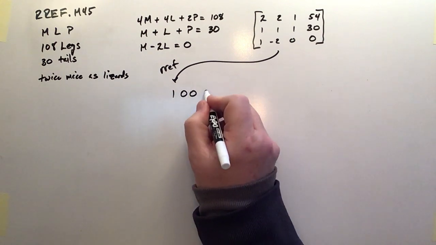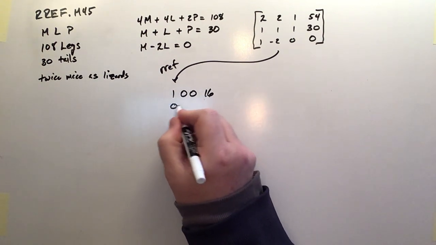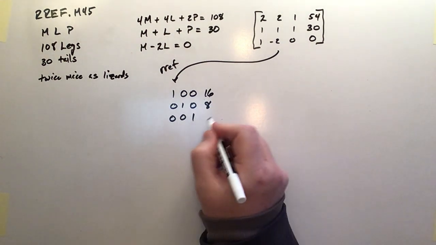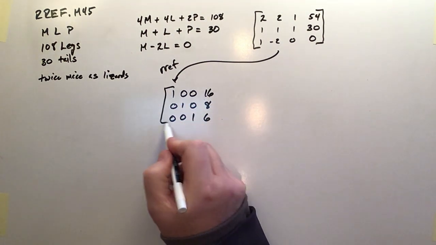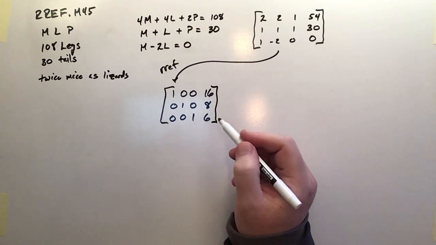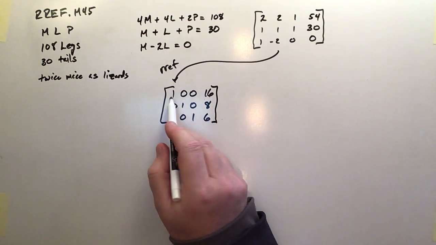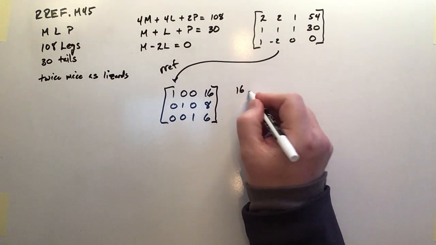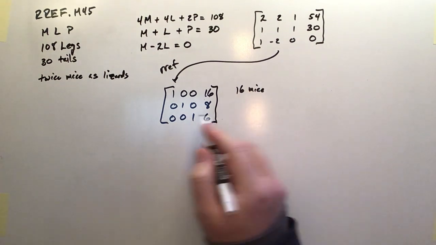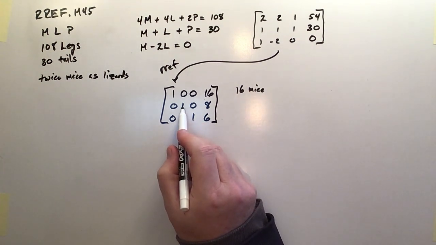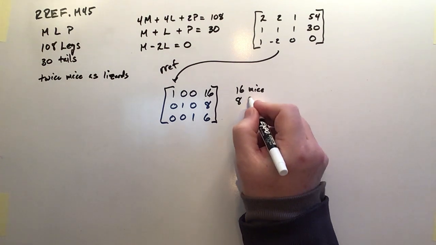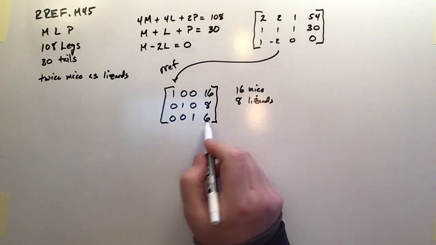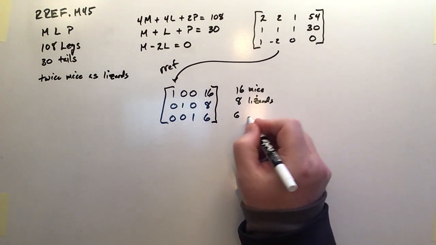1, 0, 0, 16; 0, 1, 0, 8; and 0, 0, 1, 6, which means there is a unique solution, one solution. Our first column, which was the mice, is 16, so there are 16 mice in our menagerie. Our second column was L, the lizards, so we have 8 lizards. And finally, our third column was P, and that's 6, so we have 6 peacocks.